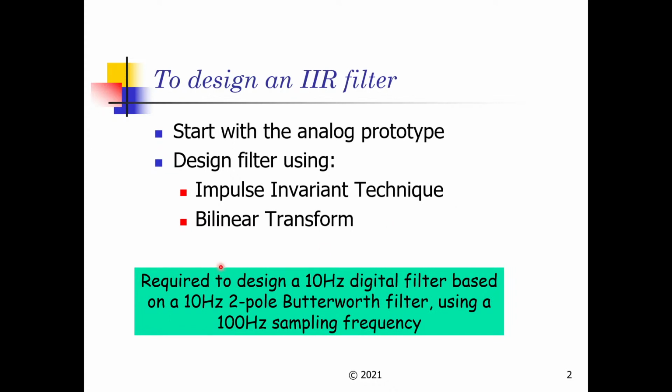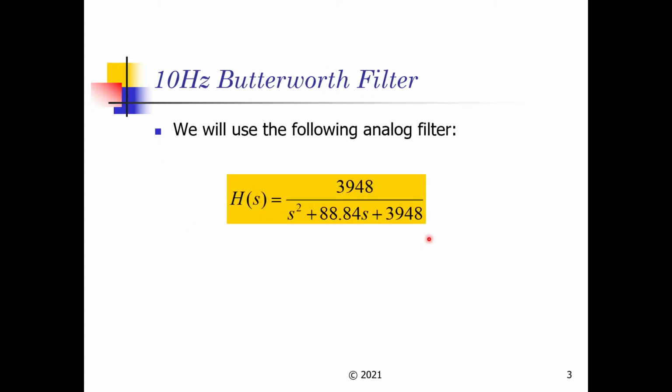So let's start with the design requirements that we are going to have to use for each one of these techniques here. So we have to design a 10 Hz digital filter. So we are already given our digital filter frequency cutoff based on a 10 Hz 2-pole Butterworth filter. So this 10 Hz here is going to be our analog filter frequency cutoff. And we have the sampling frequency, which is 100 Hz. So we already have our 3 frequencies as required for each one of these techniques. We're also given the analog filter equation here as required. And we're going to start with doing our impulse invariant design technique.